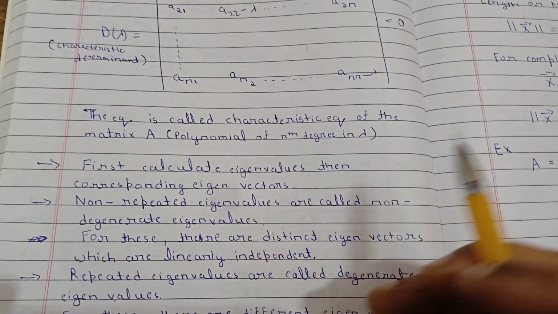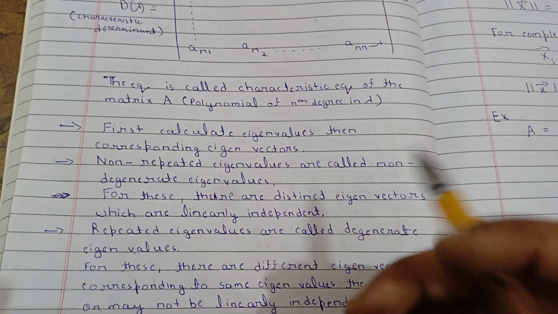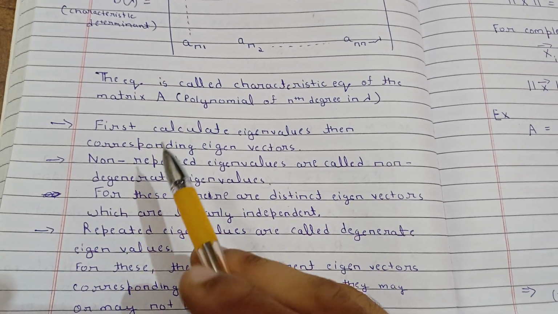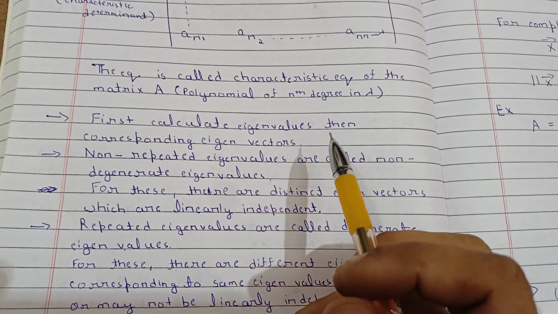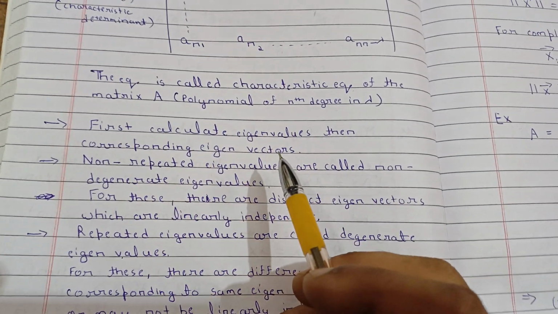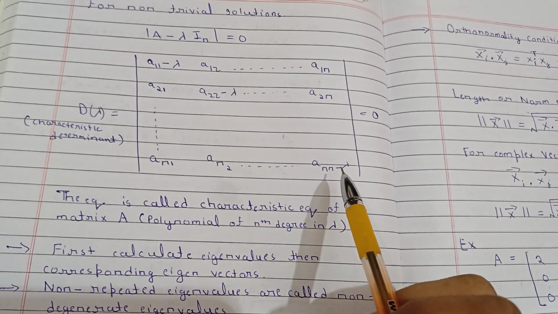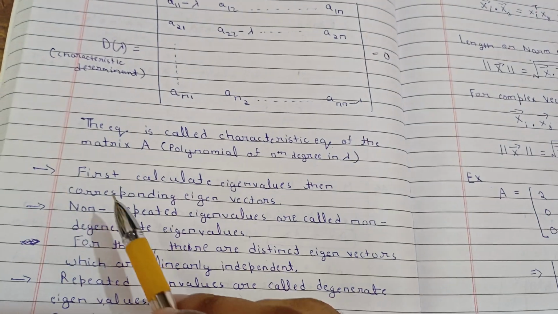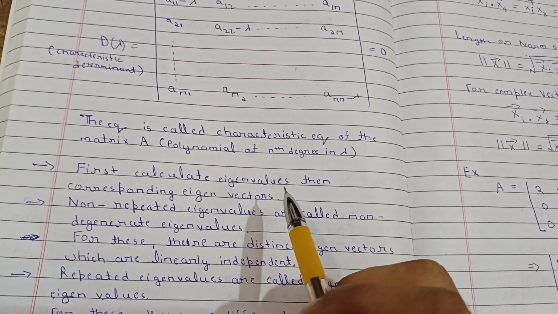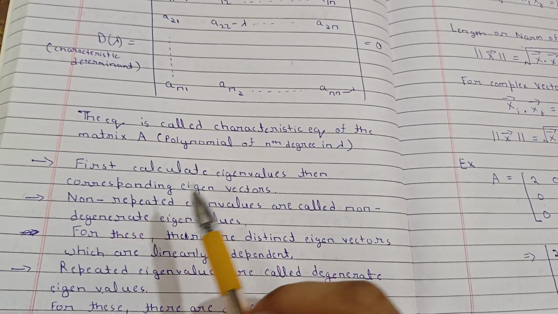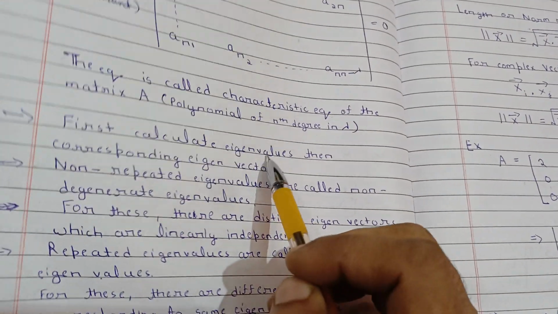Now how to find the eigenvalue and the eigenvector? Let's see. First calculate the eigenvalues, then the corresponding eigenvectors. After solving this characteristic determinant, you will get the values of lambda, which are called the eigenvalues. First solve for the eigenvalues, then we need to find the eigenvectors corresponding to those eigenvalues.